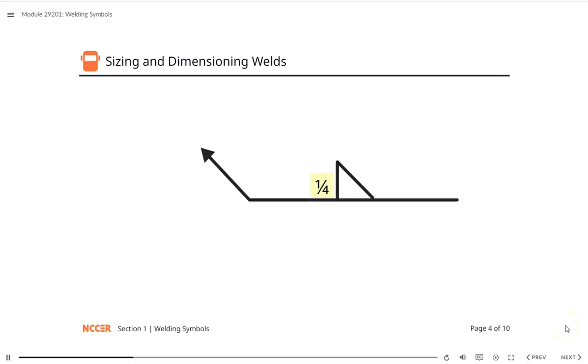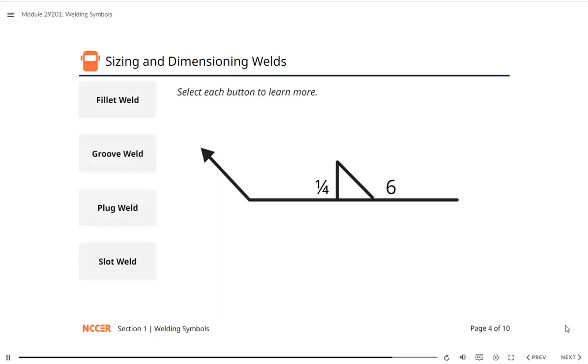Size data is found to the left of the weld symbol, and the length of the weld is found to the right of the weld symbol. Dimensions can be represented as fractions, decimals, or metric measurements. Select each weld type to learn more about the sizing and dimensioning of each type of weld.